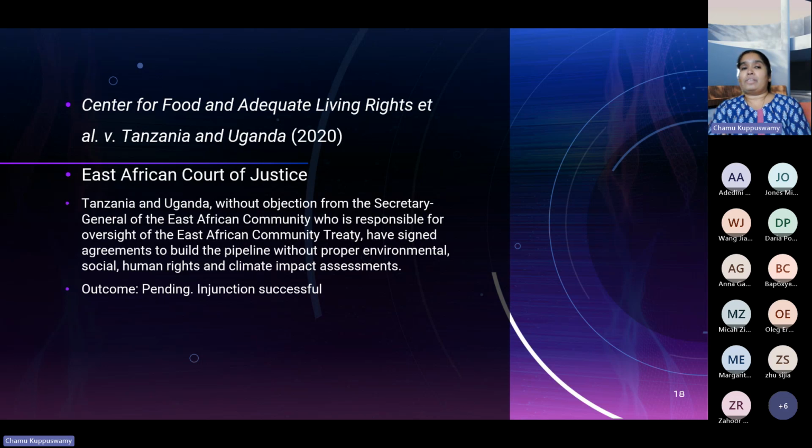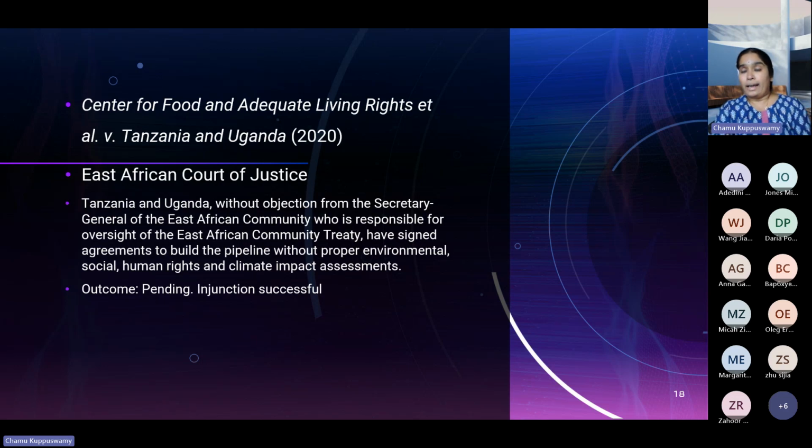They didn't object as well. So they're saying Tanzania, Uganda, as well as the Office of the Community Treaty have signed agreements to build the pipeline without proper environmental, social, human rights, and climate impact assessments. There has been a temporary injunction on this, so the pipeline is not being constructed. There is an injunction, so the outcome of this is, however, pending.